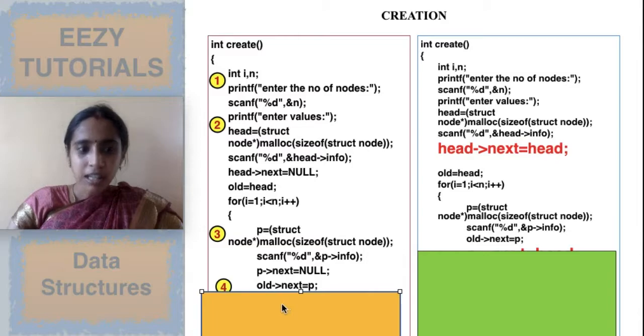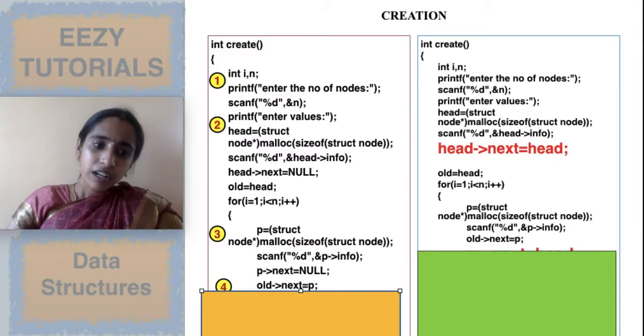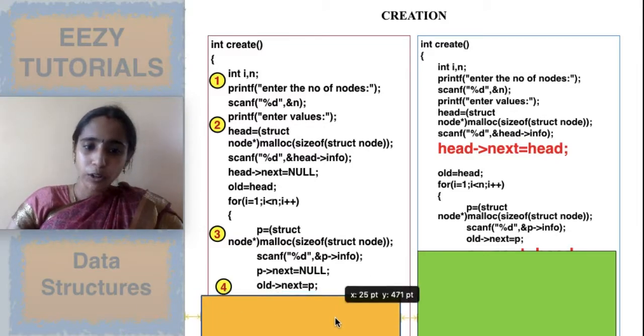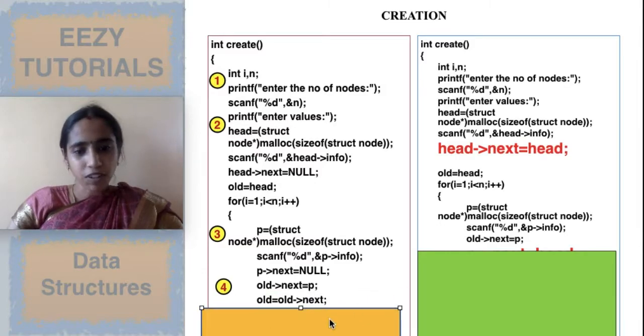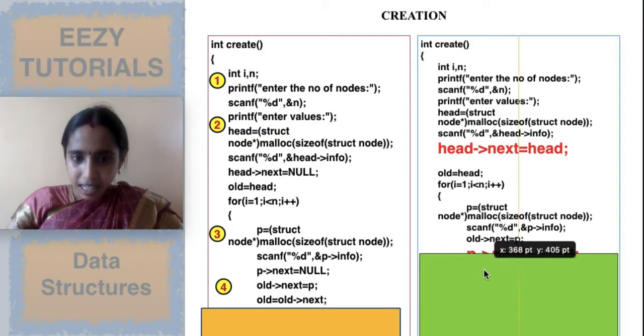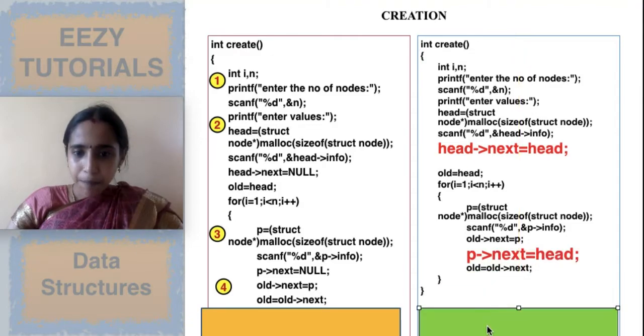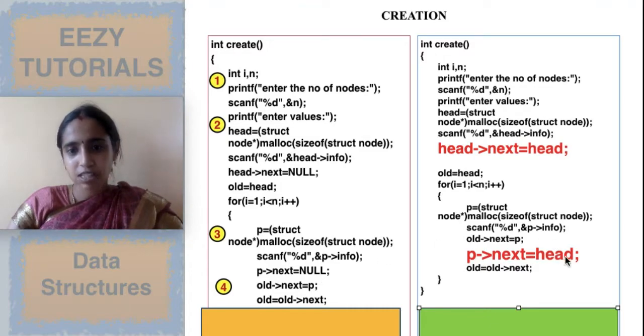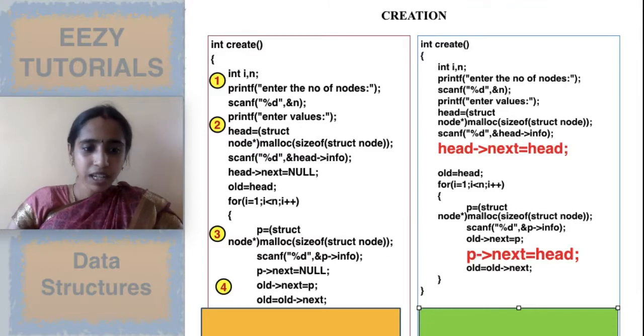Then what will you be doing? Now the new node will become the old node. So old is equal to old of next. You can also put old is equal to p. So this is how you will be doing it for the linear linked list. In the circular linked list, the same code you are doing: old of next is p, and old is equal to old of next, that is also the same code. Here p of next is equal to null. Instead of that, what you have to do is p of next is equal to head. So there are only two changes in the creation ADT.